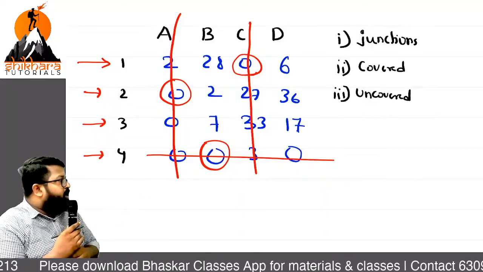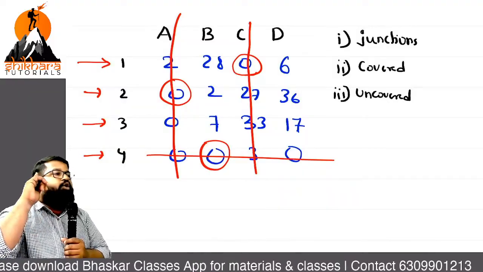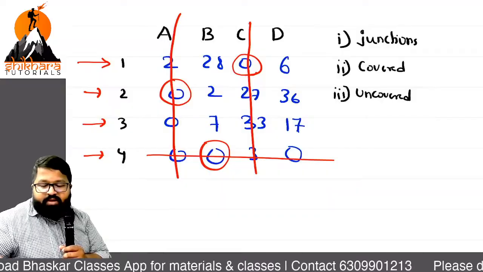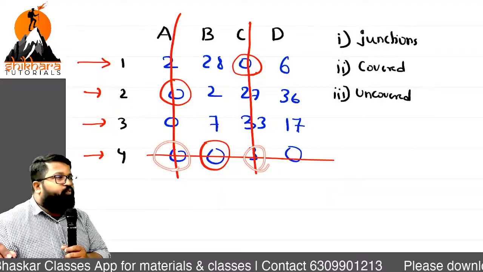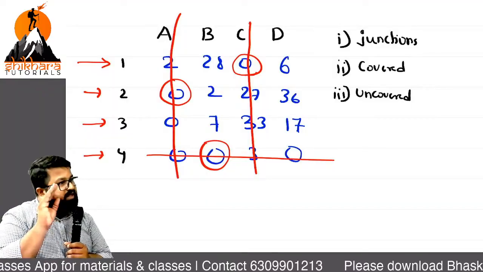So now, can you identify the junctions there? A junction is nothing but two lines' intersection. How many intersections are there in this case? One, two. Only two intersections are there. Okay, that area is clear now.